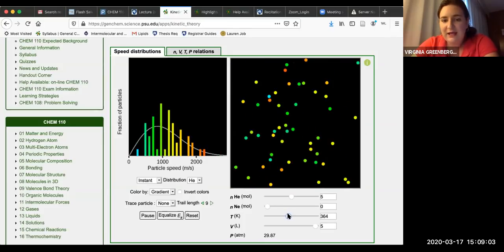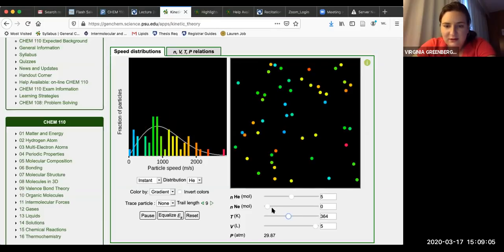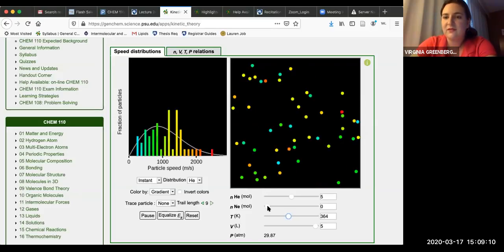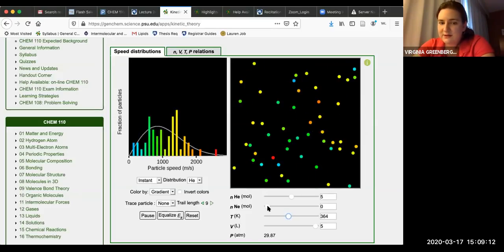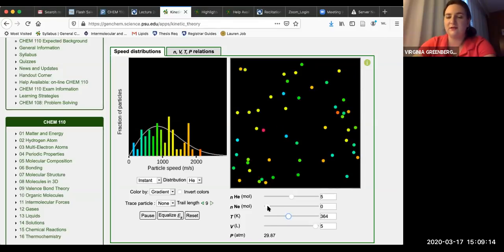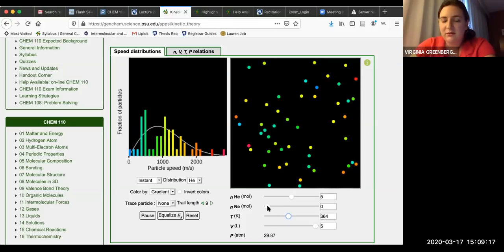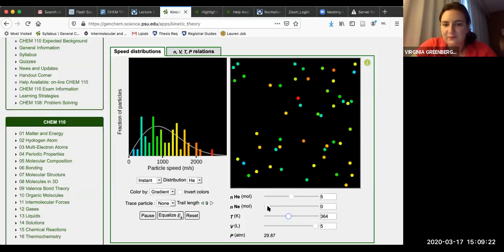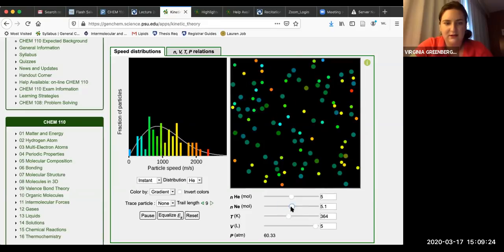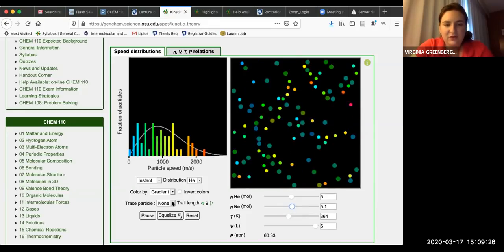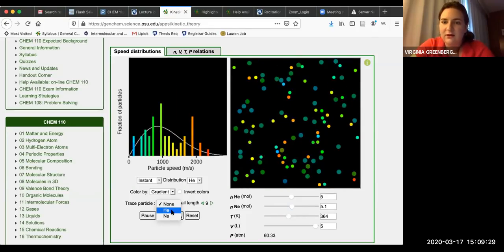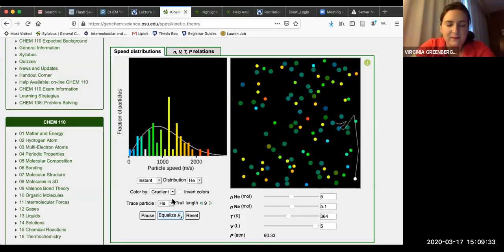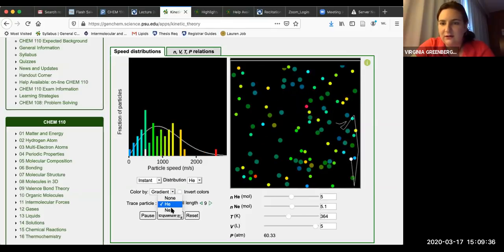And now let's go ahead and add in some neon. So neon, if you look at the periodic table, is a bigger noble gas than helium. So the circles will show up bigger. But let's see what difference it makes in terms of the speeds. I'm going to add in neon. And I'm going to have it track a helium for a moment. You can see the helium really bouncing and zipping about. Now let's track a neon.